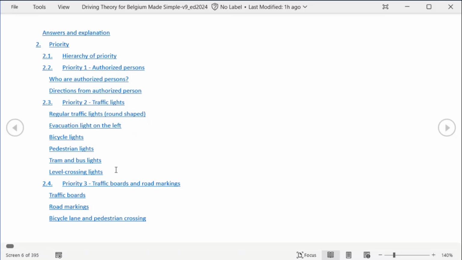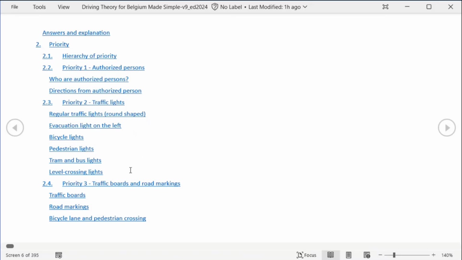Then, very, very important, are these level crossing lights. There are a lot of things that you have to be careful with respect to level crossing, because it's an offense of category 4, right? So, you will lose 5 marks if you answer questions related to level crossing lights incorrectly. You will also lose 5 marks if you answer questions wrong about authorized persons. So you have to be very careful when you are studying these topics.